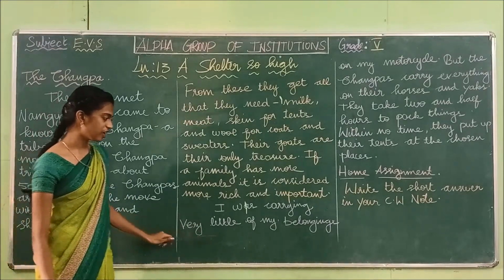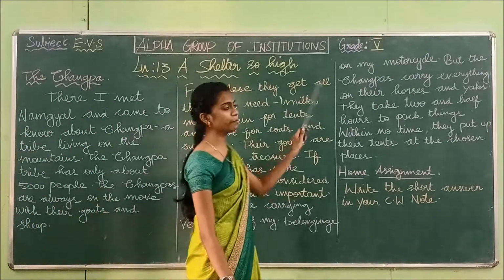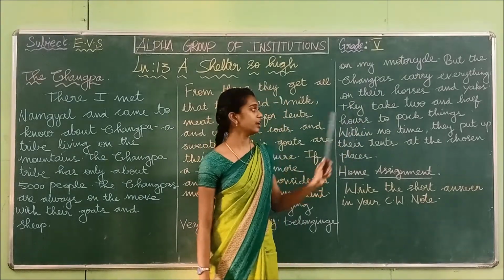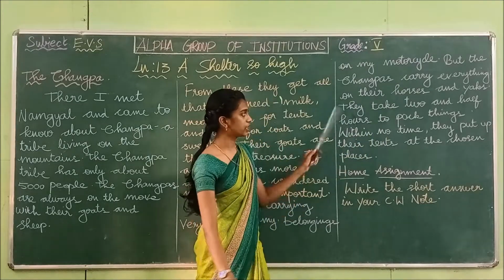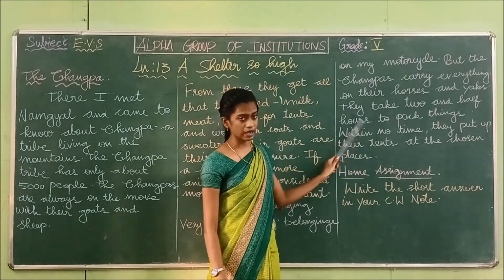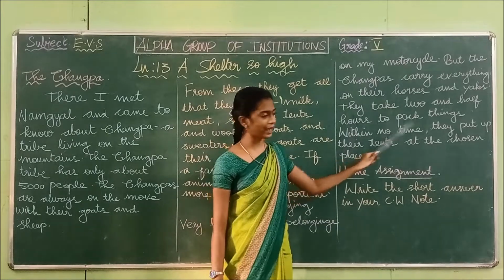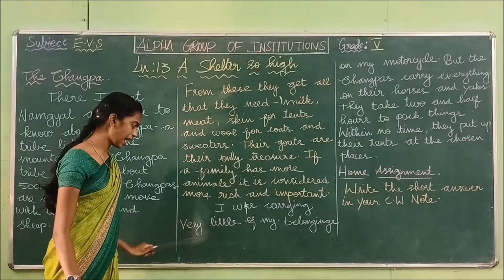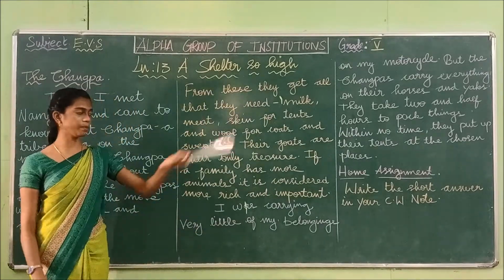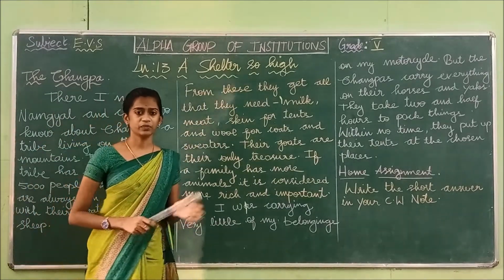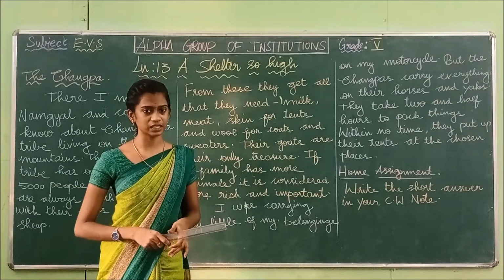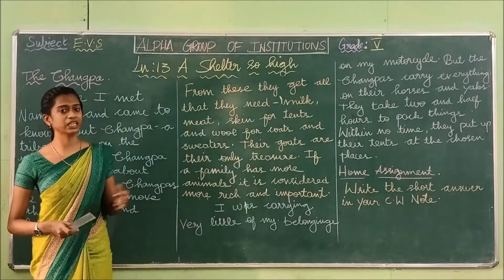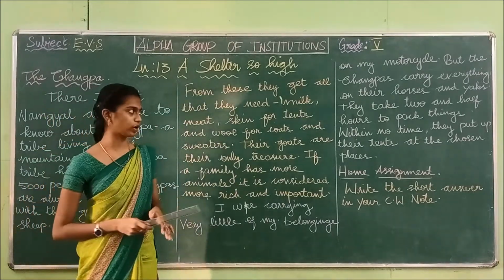I was carrying very little of my belongings on my motorcycle, but the Champas carry everything on their horses and yaks. They take too much of horse to pack things. Within no time, they put up their tents in the chosen places. I was carrying very little of my belongings on my motorcycle. So where does this Gaurav have his things? Yes, he has them on his motorcycle. Okay, the things which he needed he has on this motorcycle.